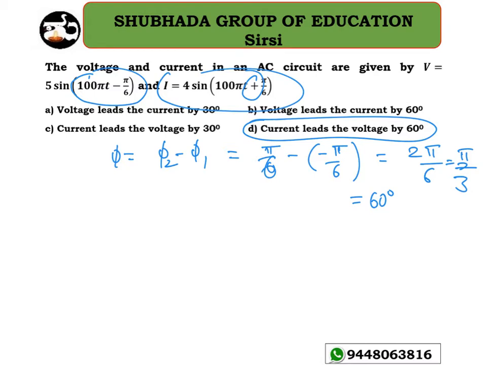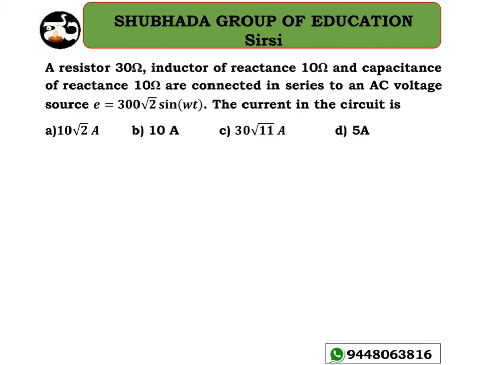Okay, so the next one: a resistor of 30 ohm, an inductor of reactance 10 ohm and a capacitor of reactance 10 ohm are connected in series to an AC voltage source E equal to 300 root 2 sine omega t. The current in the circuit is? Please try to remember that in AC circuits, the current flowing through the circuit must be the RMS current.